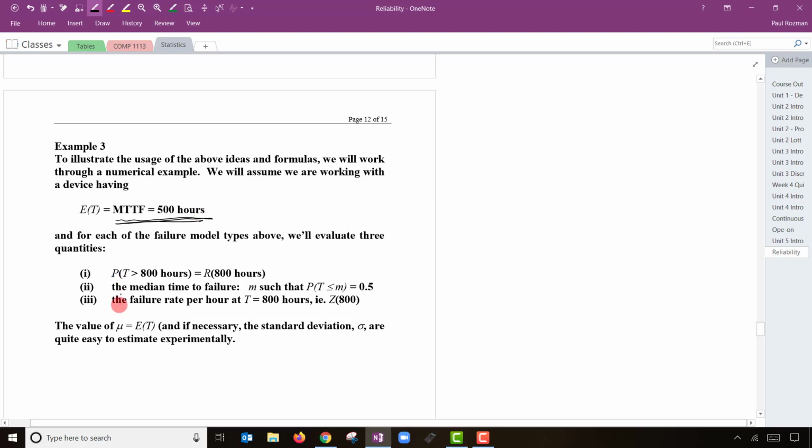We'll just do the problem, a few examples. Let's just repeat these three questions. Let's find the reliability at 800 hours. That is, what's the probability that our device lasts more than 800 hours, given that on average they last 500 hours? Or let's determine the median life. What is the amount of time where 50% of them fail? 50% last longer than that time, and 50% last less than that time. And let's also get a little bit of that hazard function mixed in there. Let's calculate the rate of failure when we're at that 800-hour point.